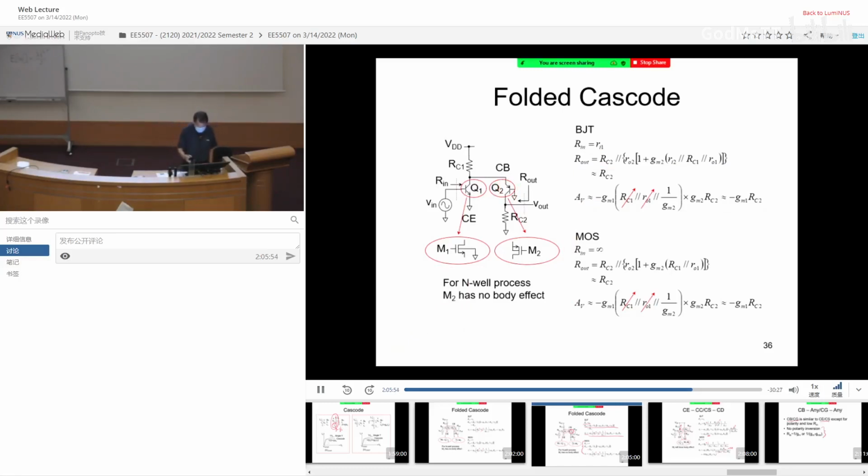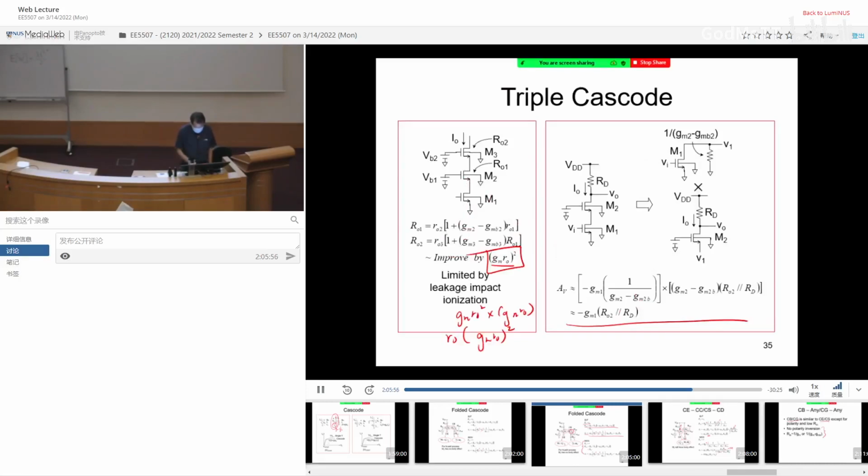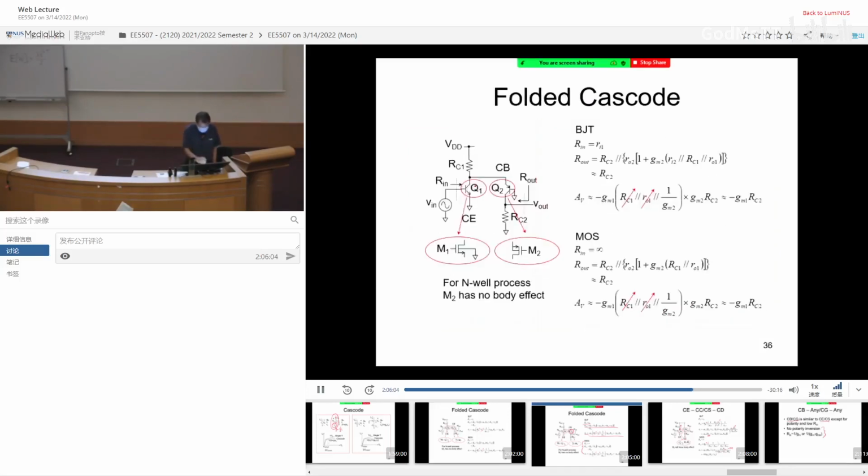In the cascode here, if this consumes I, this consumes I, what is the total current consumed? I. Look at this guy. This consumes I, this consumes I. What is the total current consumed? 2I. KCL doesn't lie. So, what is the price you pay for folded? Power. Nothing is cheap.